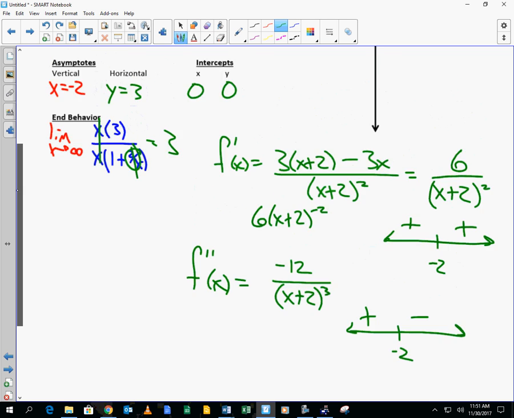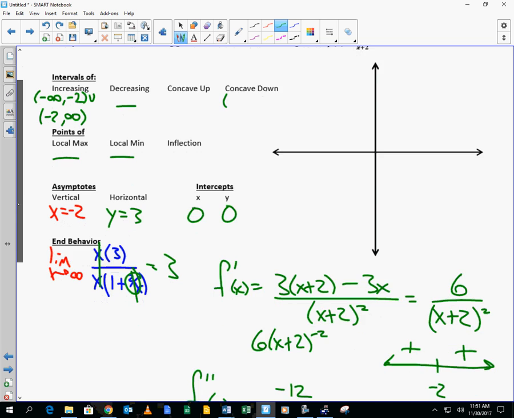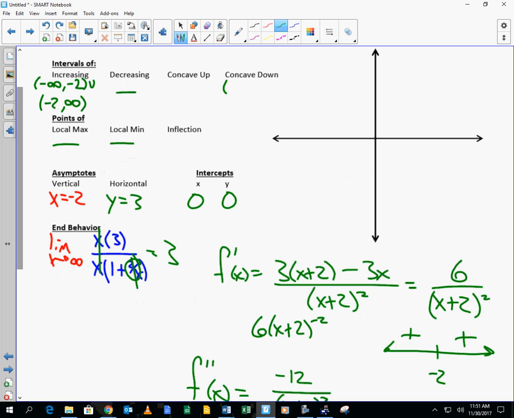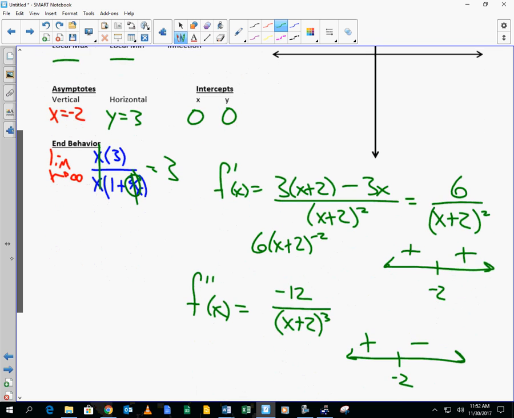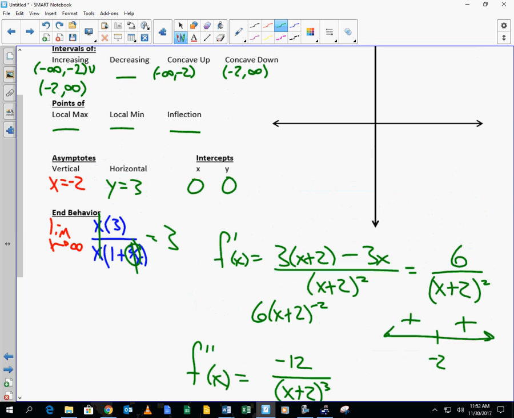What does that tell us, folks? Concave down from negative 2 to infinity. Concave up from negative infinity to negative 2. Does it change concavity? At what point? Negative 2, but is negative 2 part of the domain? So you cannot include it as an inflection point.